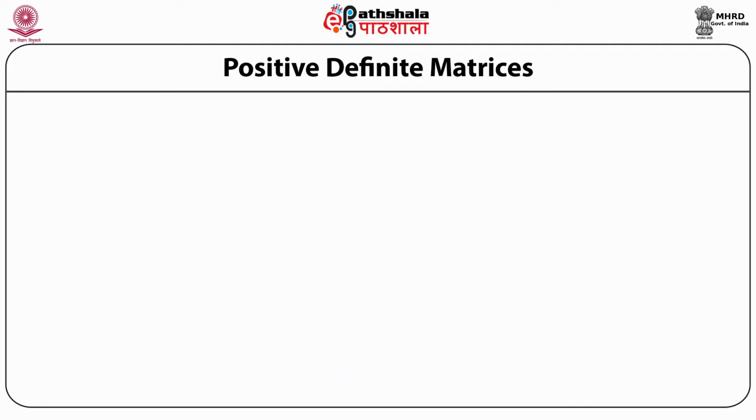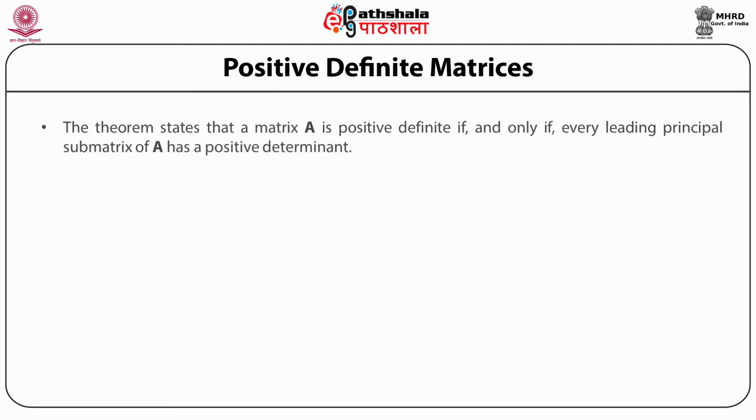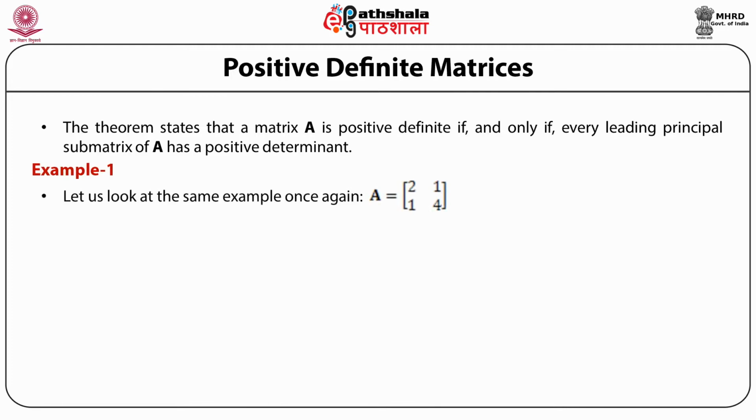For every m lying between 1 and n, the theorem states that a matrix A is positive definite if and only if every leading principal submatrix of A has a positive determinant. Now let us see one example where A is [2 1; 1 4].